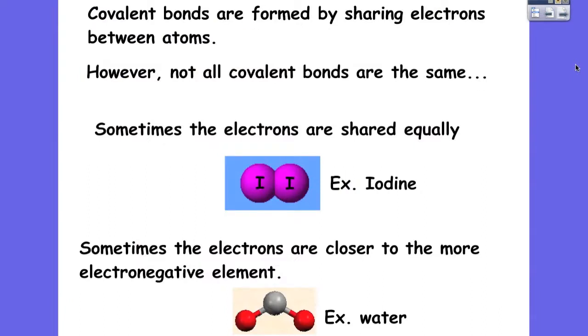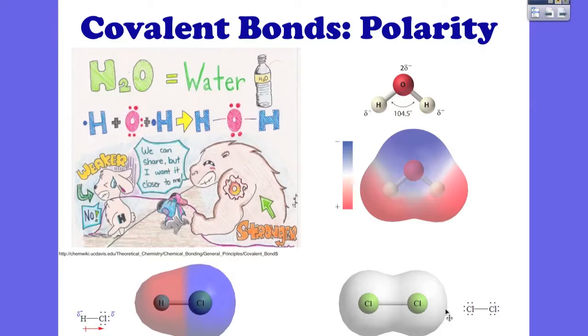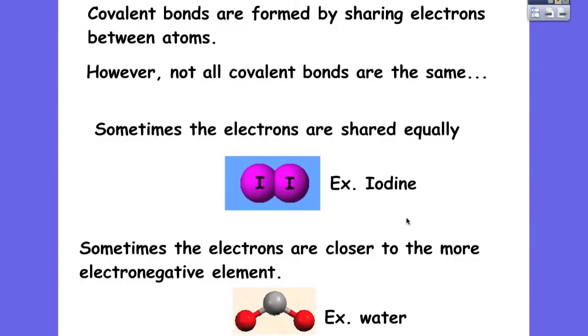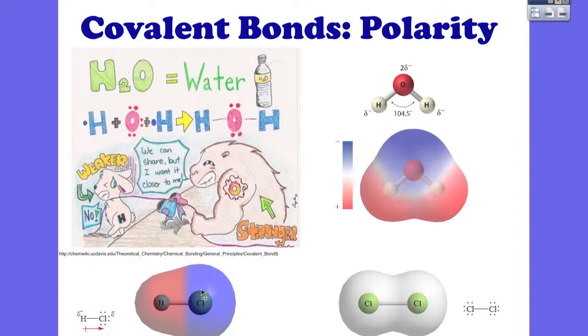Okay, so covalent bonds are formed by sharing electrons between the atoms, but not all of them are going to be the same. Sometimes the electrons are shared equally, like in this picture, chlorine gas, where the electrons are shared equally between them. And sometimes the electrons are closer to the more electronegative element. For example, water here, oxygen is going to try to pull more electrons towards it from the hydrogens.